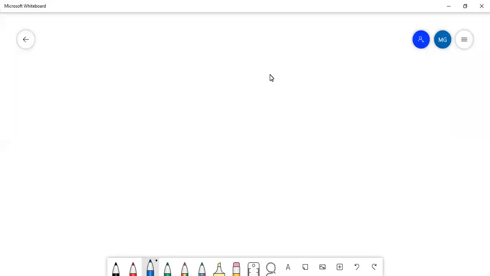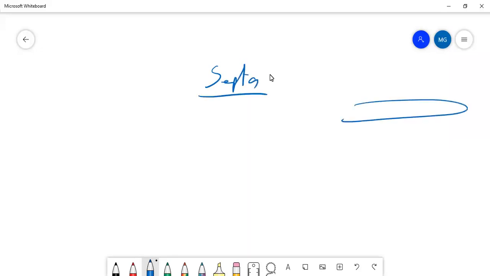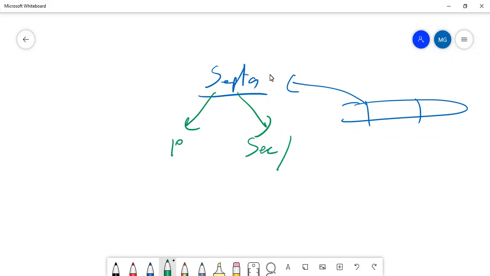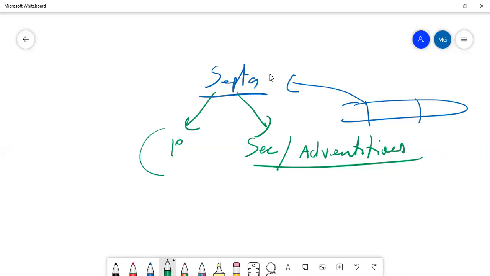Okay. Now look at the septa. I told you the cross walls are called septa. So this is a hypha, and in the hypha we have cross walls, which we know are called septa. The septa can be of two types. In fungi we can have two different kinds of septa: primary septa and secondary septa, which we sometimes call adventitious septa.